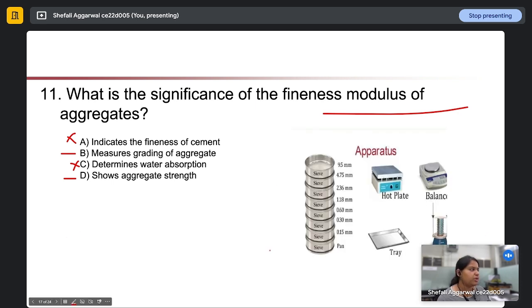So this is the apparatus used for the fineness modulus. We are sieving our aggregate using different types of sieves, and then we are calculating the fineness modulus from the formula given here. From the sieve itself you can tell the fineness modulus will give us the different grading of aggregates. Okay.